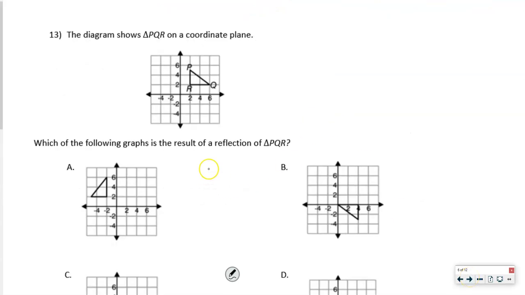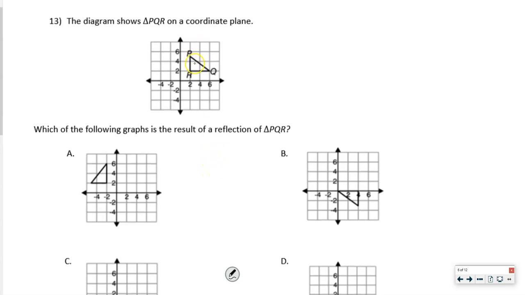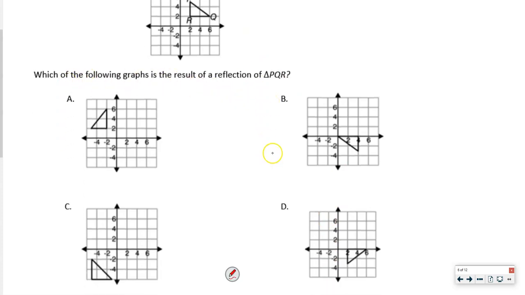And number 13 says the diagram shows triangle PQR in a coordinate plane. So I'm going to go ahead and redraw this on all of these and see if we can figure out which of the following graphs is a result of a reflection. Okay, so let me move it up here. So we're going to redraw this here. So that's like 1.5 high and 2 wide.